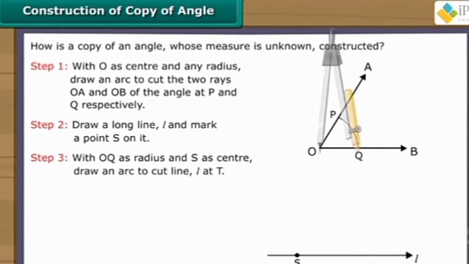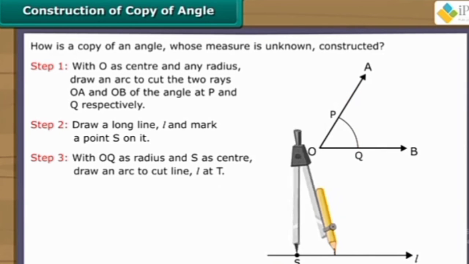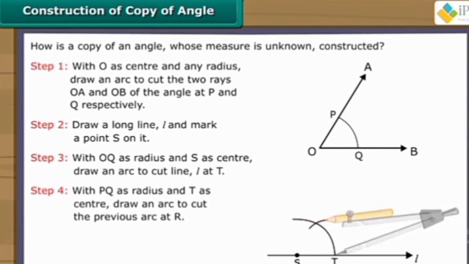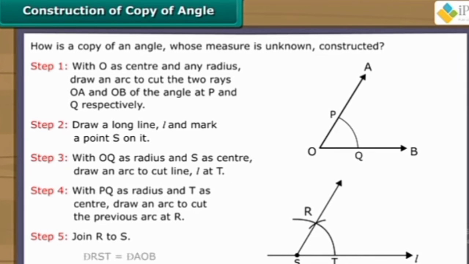With OQ as radius and S as center, draw an arc to cut line L at T. With PQ as radius and T as center, draw an arc to cut the previous arc at R. Join R to S. Angle RST is equal to angle AOB.